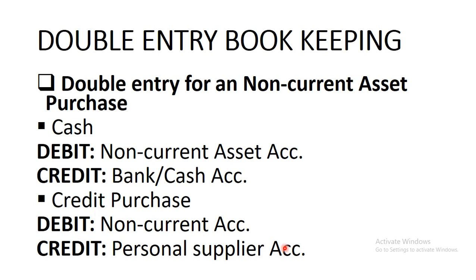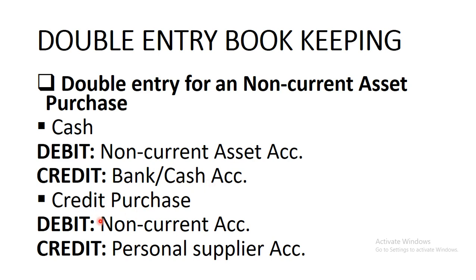Assets are always on the debit side. So when we purchase, let's say, a Ranex for a business, we need to debit the non-current asset account. The non-current asset account is the name of the vehicle, so the Ranex account, because we've purchased a Ranex. Then you need to credit the bank account.